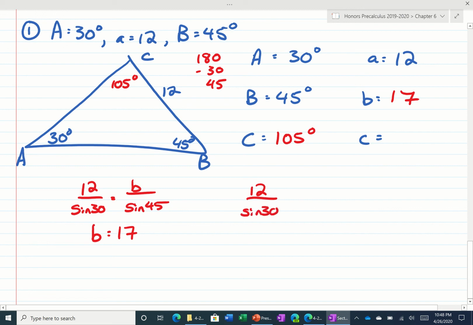And to figure out side C, we're going to do side A over the sine of angle A is equal to side C over the sine of angle C. Now you don't want to use the 17. I wouldn't use this ratio just because the 17 is rounded. So we might as well use what they give us to get a more precise answer. And if we do 12 times the sine of 105 and then divide that by the sine of 30, my calculator's telling me it's 23.2.